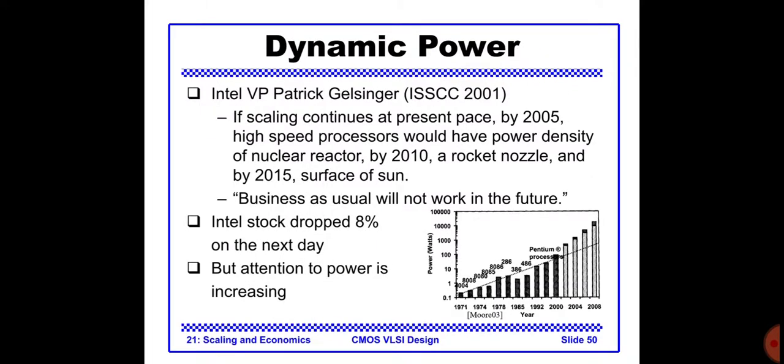The dynamic power. The Intel VP Patrick Gelsinger said, if scaling continues at present pace, by 2005 high-speed processors would have the power density of a nuclear reactor, by 2010 a rocket nozzle, and by 2015 the surface of the sun. Business as usual will not work in the future. Intel stock dropped 8% the next day, but attention to power is increasing.